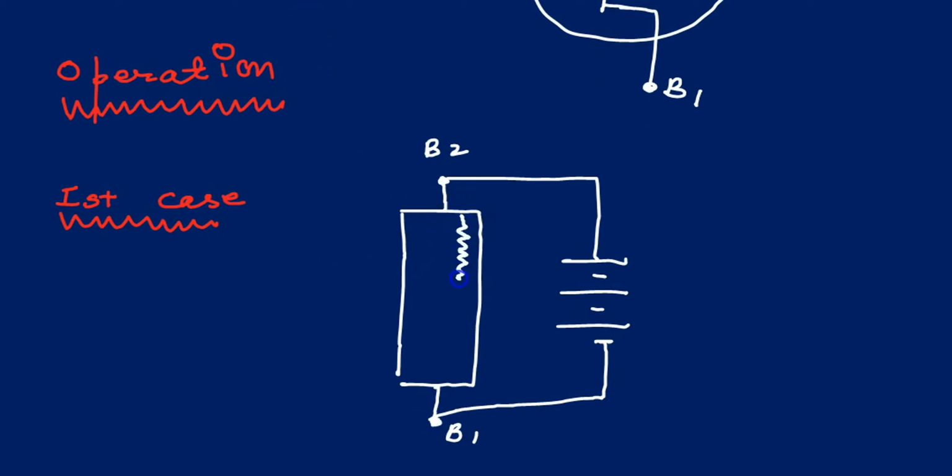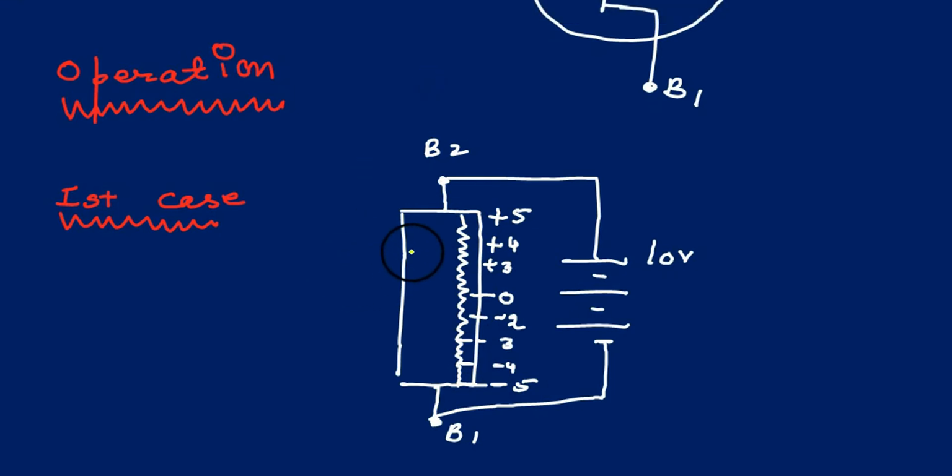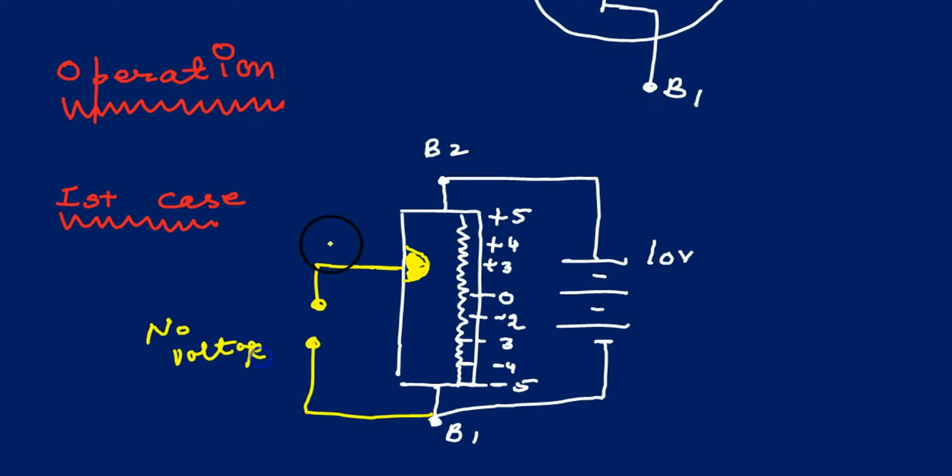The current will pass and the N-type bar behaves as a resistor. Let us say the voltage is 10 volt, then the potential will be distributed from +5 to -5 and the difference becomes 10 volt. This is the emitter P-type and one terminal to the base B1 common. No voltage is given to the emitter.